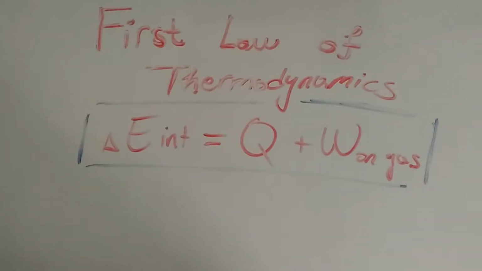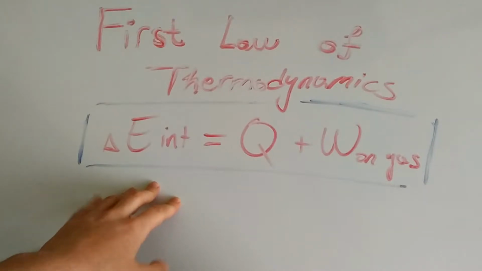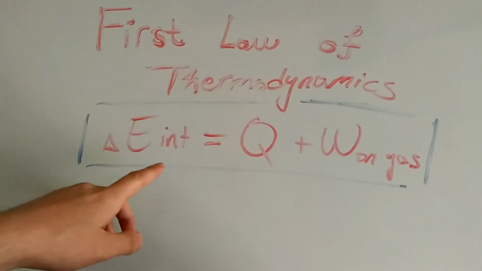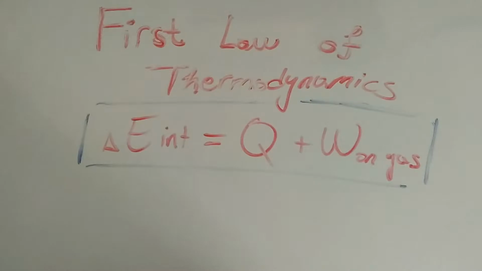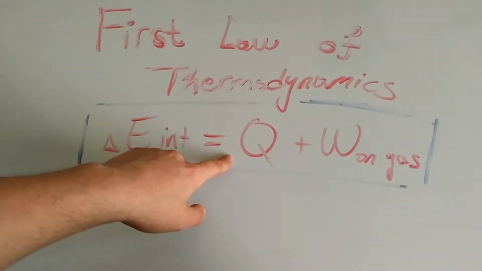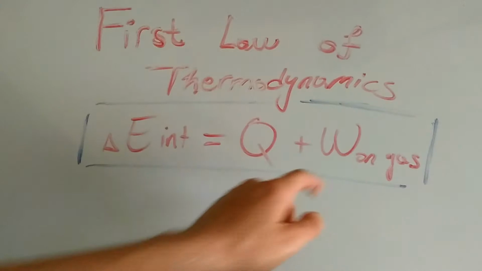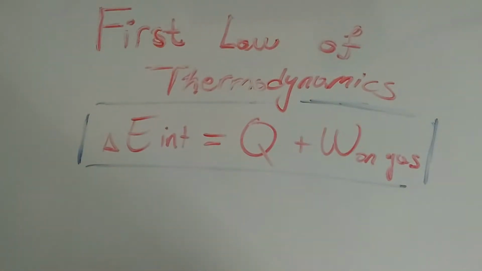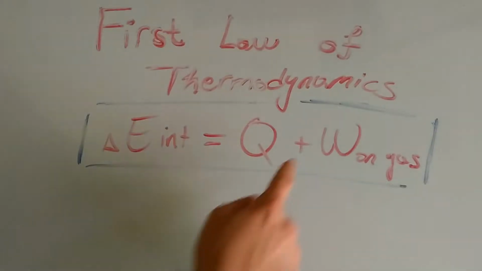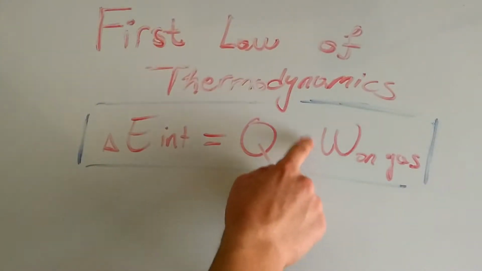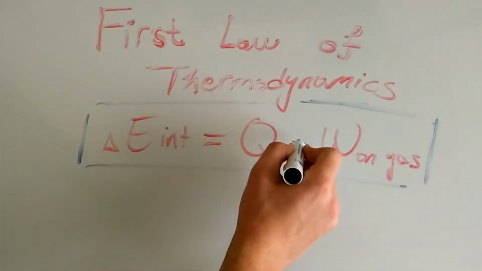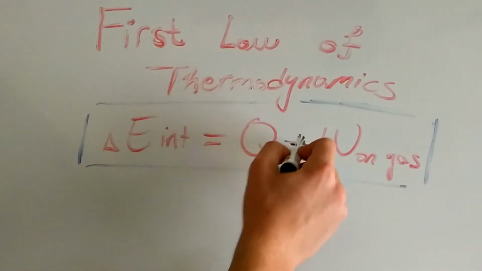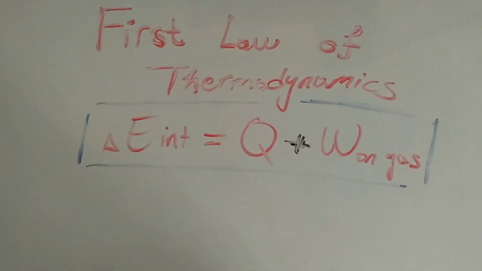So this is the equation of the first law of thermodynamics. So delta E with a subscript INT is the change in the internal energy, and Q is the heat, and W is the work. And in this form I've written that work is the work that's done on the gas. If it was work that's done by the gas, we would have had a minus sign here. But for now we're going to use it as work done on the gas.